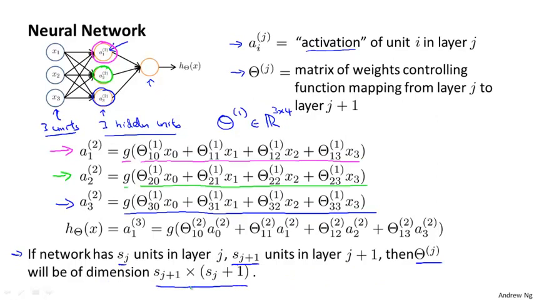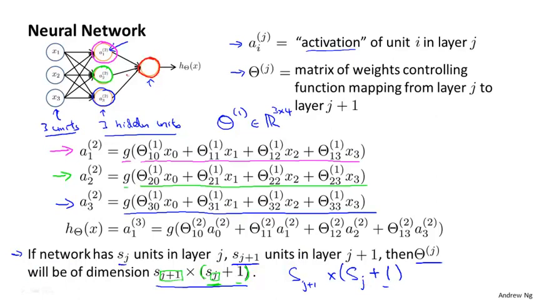Just to be clear about this notation, this is S subscript j+1, and that's S subscript j, and then this whole thing plus 1. So that's S subscript j+1 by Sj plus 1, where this plus 1 is not part of the subscript. Okay, so we've talked about what the three hidden units do to compute their values.